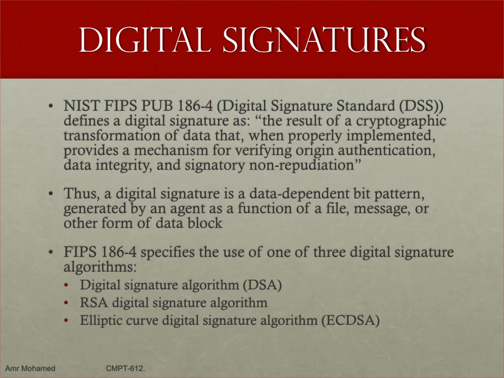So in version 4 of this same standard, the DSS defines a digital signature as the result of a cryptographic transformation of data that, when properly implemented, provides a mechanism for verifying authentication. So on top of this SHA-1, we have to take that hash and encrypt the hash with the private key or with a symmetric key. Okay? If we do that, then we stamp this hash with my identity, which is what we use for authentication.